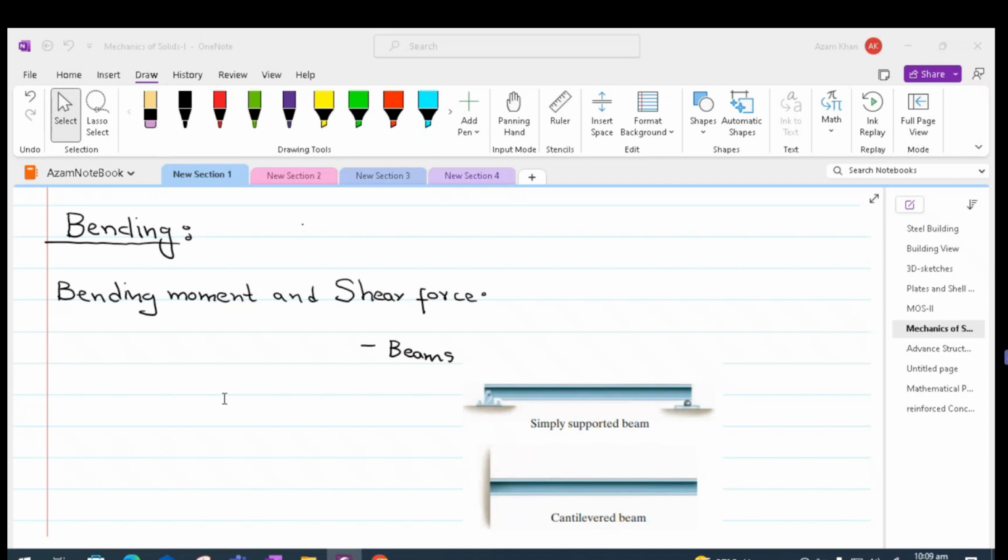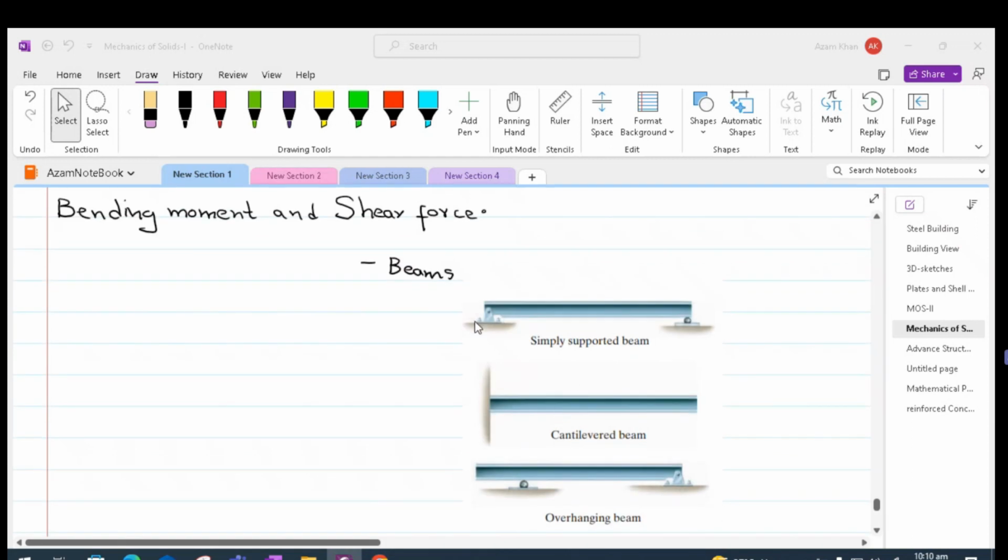Before getting deeper into bending moment and shear force diagrams, let us remind ourselves what beams are. Beams are slender members which are unidimensional, and they are subjected to loads that are perpendicular to their longitudinal axis. So the axis which is along the length is called the longitudinal axis, and loads are applied perpendicular to the longitudinal axis.